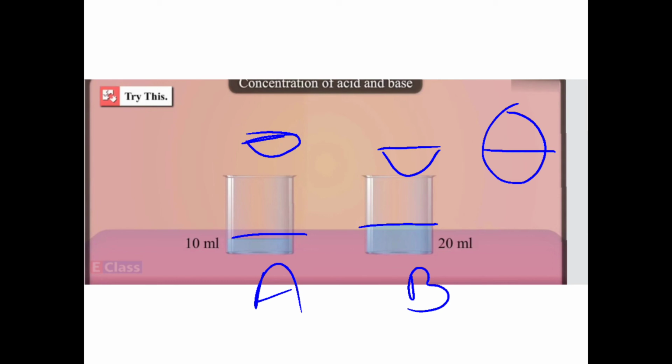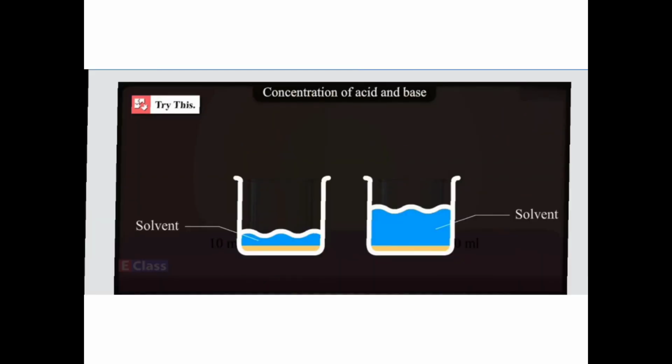So what is the solute here? Lemon. Okay, half lemon here, half lemon here, so both have equal solute. But the solvent here is just 10 ml and here 20 ml. So here the solvent is more. So the solute is the same but the solvent is different. You have little here and more here. So B contains more solvent.